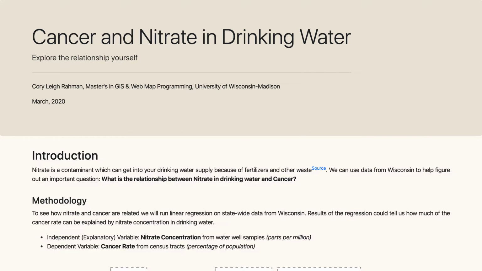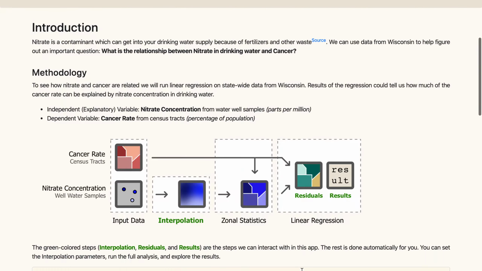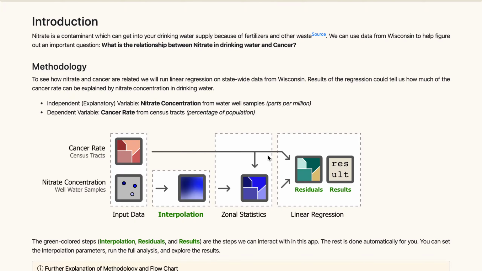and read the introduction. Nitrate is a contaminant which can get into your drinking water supply because of fertilizers and other waste. We can use data from Wisconsin to help figure out an important question. What is the relationship between nitrate in drinking water and cancer? The methodology section explains how we can statistically prove some sort of relationship.